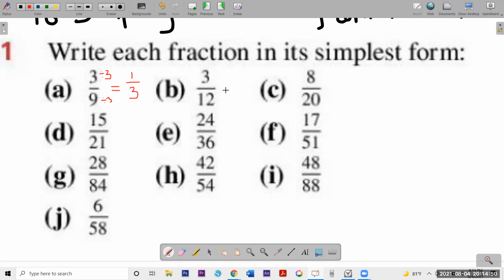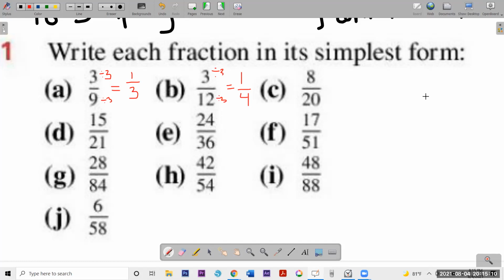So let's look at B. Same thing. What do I do? What is common between 3 and 12? 3. So we divide by 3 to the top. We divide by 3 to the bottom. This is what we call simplifying. Is the operation of dividing by a common number, a common factor.